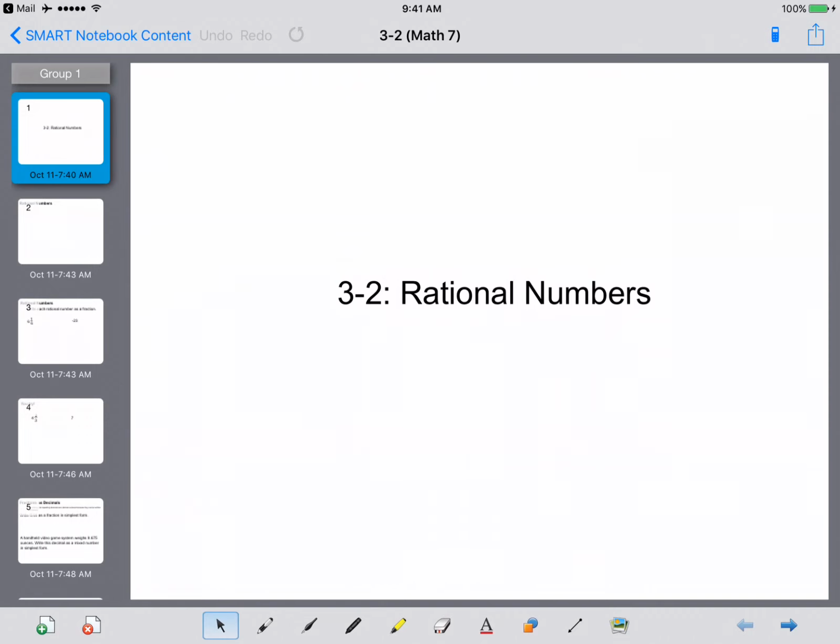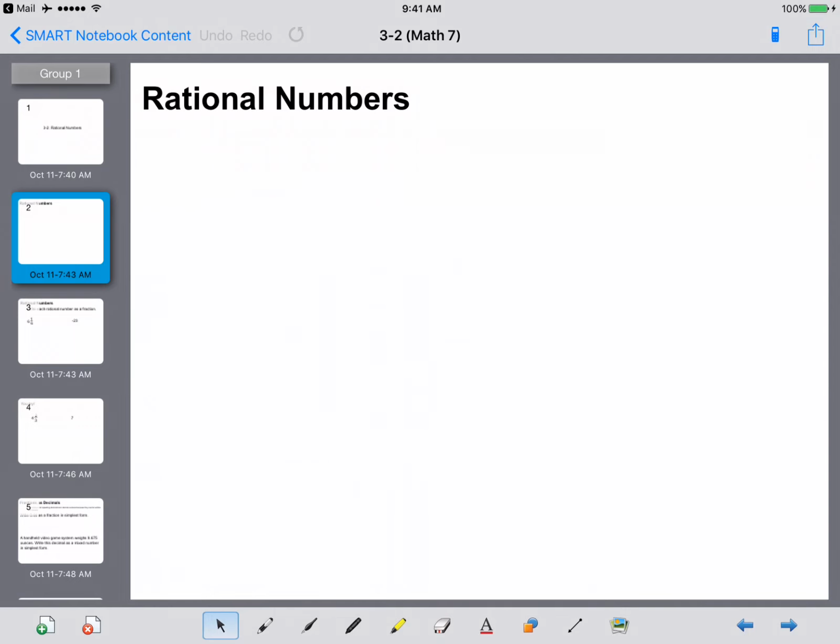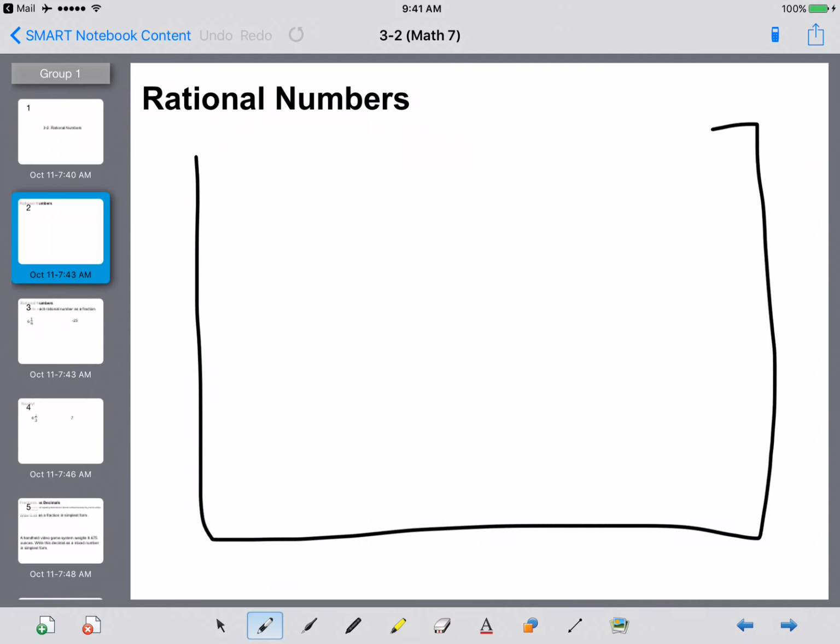Welcome to Chapter 3, Lesson 2 on rational numbers. So we're going to start off with rational numbers. Rational numbers are a big, overarching type. So we're going to start from the middle and make our way out.